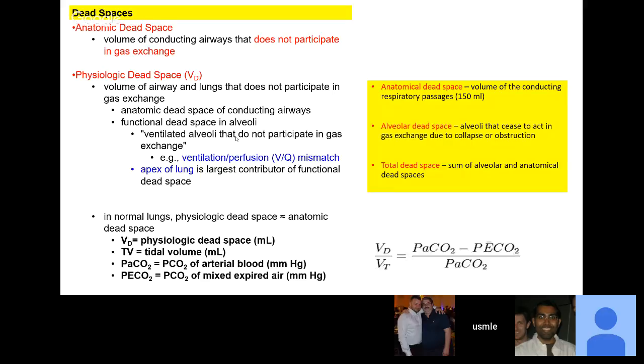For the calculation, sometimes you don't need to know it, but you can have it as the physiological dead space divided by the tidal volume. That is the difference between the CO2 pressure within the artery and the alveoli, divided by the pressure of the CO2 within the artery. So that is a mixed air. But the only thing that you need to know in here is mostly the definitions and the value of the anatomic dead space. That's all.